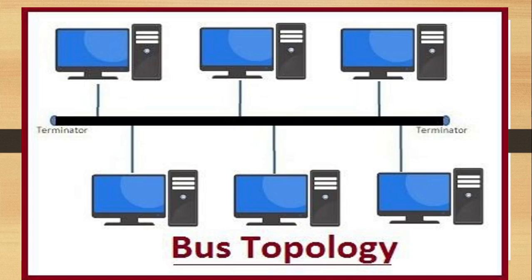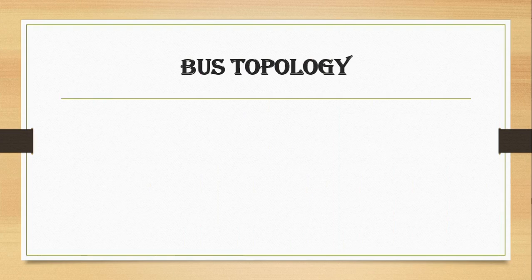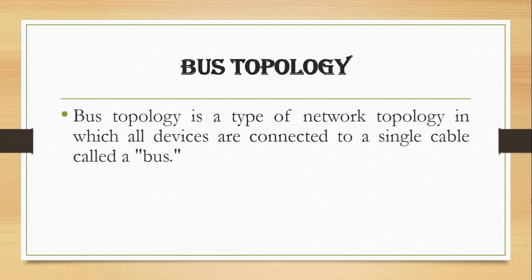Let's start. Here we have to understand bus topology. Bus topology is a type of network topology in which all devices are connected to a single cable called a bus. So by its name, bus topology, here bus is a terminology that we are using for the single cable, or we can say a central cable through which all the devices are attached.